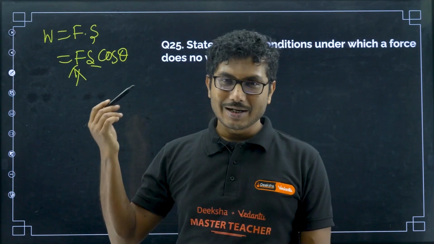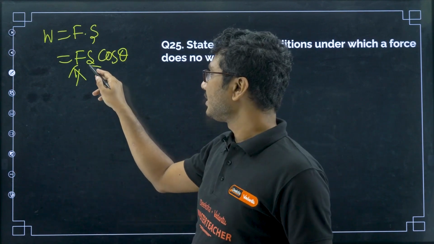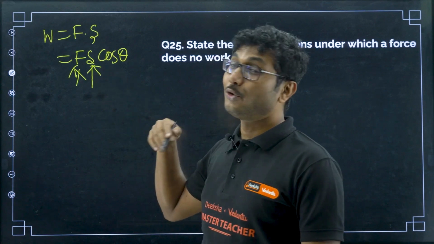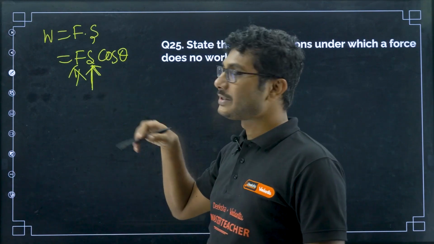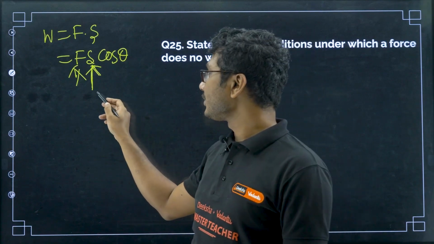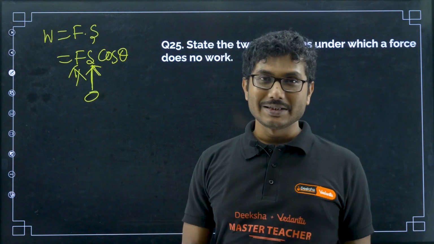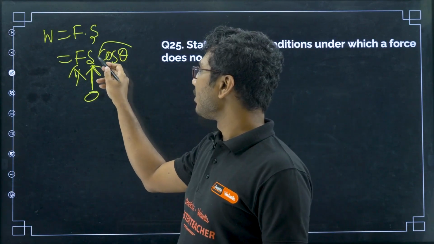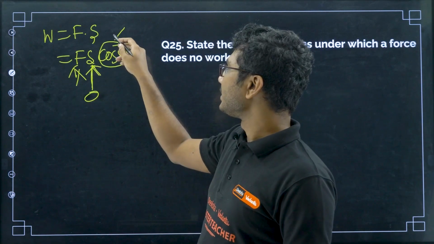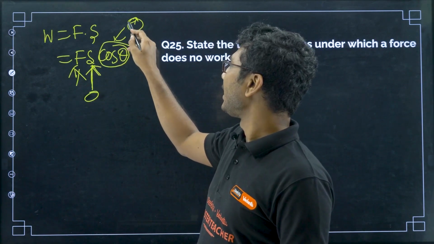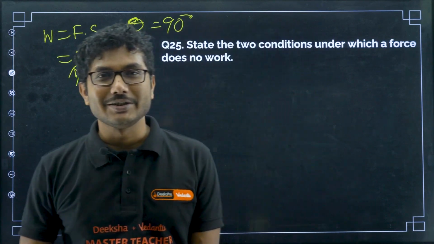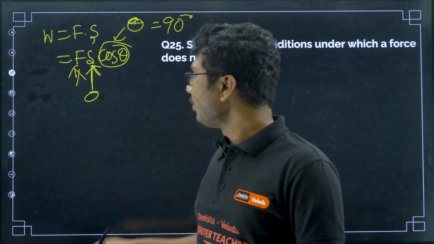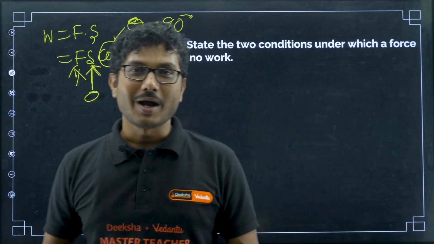Now, there are two ways. Either you write the wrong answer, or you don't write the answer for that question. If you don't write the answer, that is displacement equals 0. Wrong answer means theta equals 90 degrees. If you write a wrong answer, that means theta equals 90 degrees, cos 90 is 0. So, in that case also your marks can be 0.